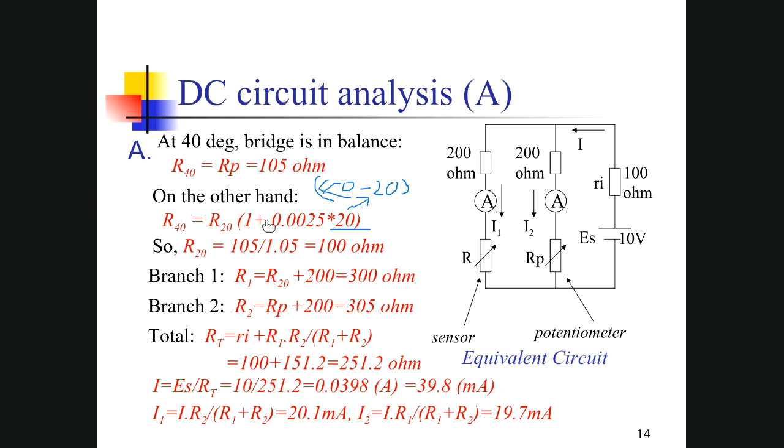So from the given conditions here, we can have an estimation of the 20 degrees resistance of the temperature sensitive one, which is 100 ohms. Okay, 100 ohms. From the given conditions, we can guess that the resistance R at 20 degrees is 100 ohms.